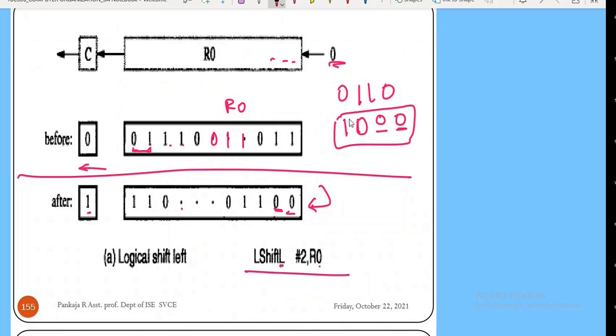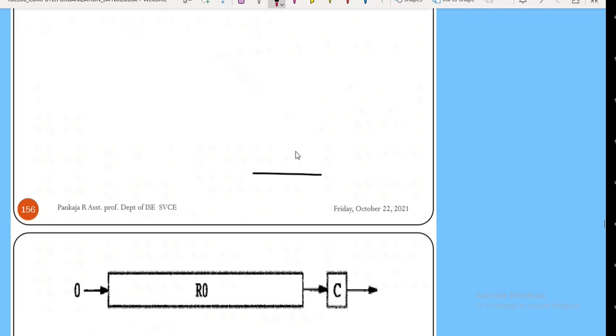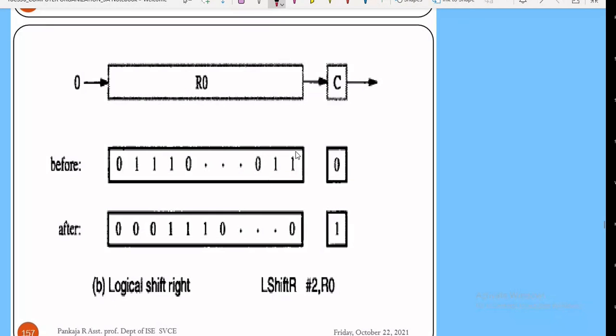Similarly, right shift. Okay, so the syntax is this one, logical shift right, count and destination. This instruction shifts the bits of an operand right by some specified number of bits. How many bits they have specified here? So many bits it is going to shift. It is just the reverse operation of the previous one, with the content of R0 and the carry flag. The vacated positions on the left side should be filled with 0.